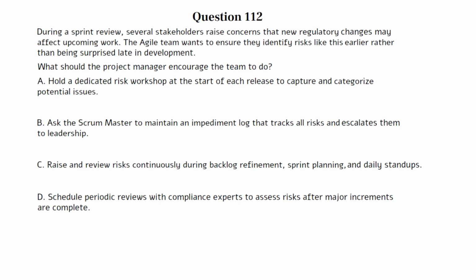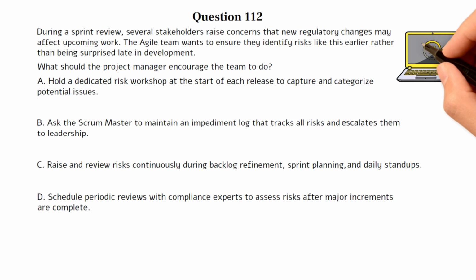B. Ask the Scrum Master to maintain an impediment log that tracks all risks and escalates them to leadership. C. Raise and review risk continuously during backlog refinement, sprint planning, and daily stand-ups. D. Schedule periodic reviews with compliance experts to assess risks after major increments are completed. You can pause the video here if you need more time to work on the question.